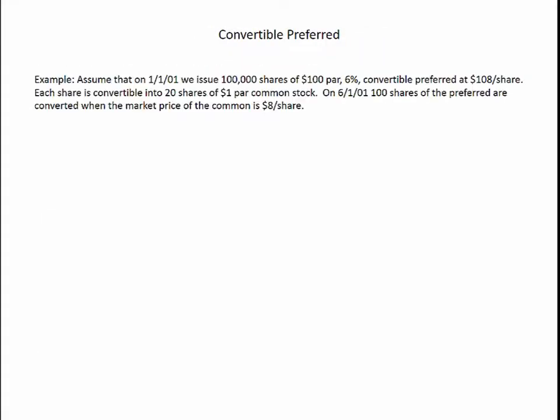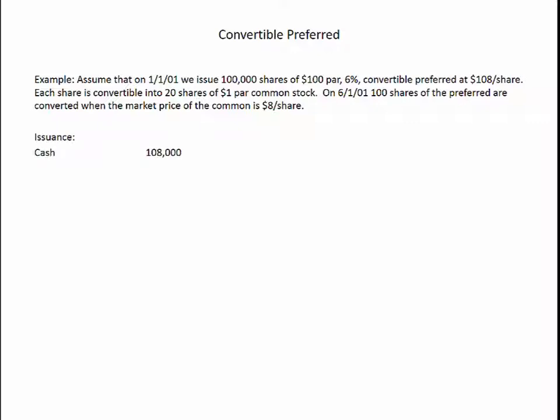Okay, finally, let's deal with a case of convertible preferred. And again, let's do an example. Assume that on January 1st, we issue 100,000 shares of $100 par 6% convertible preferred at 108. Each share is convertible into 20 shares of $1 par value common, and on June 1st, 100 shares are converted when the market price of the common is $8 per share.